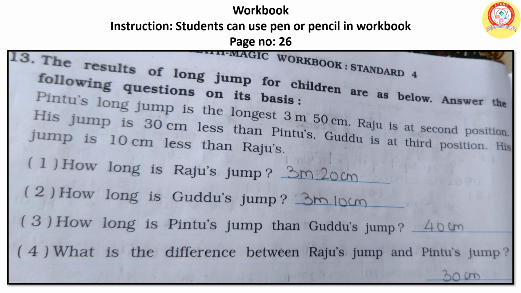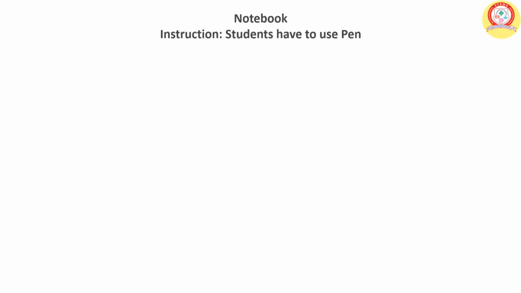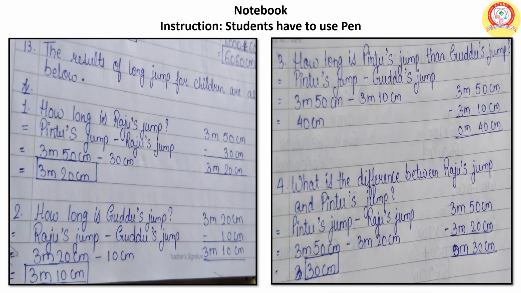Now children, in first question, how long is Raju's jump? Let's see the method backside. So in first one, how long is Raju's jump? So children, we are having Pintu's jump, that is 3 meter 50 centimeter. We will minus it with Raju's jump, that is 30 centimeter less. When we will minus it, we will get the answer 3 meter 20 centimeter. So 3 meter 20 centimeter is Raju's jump.